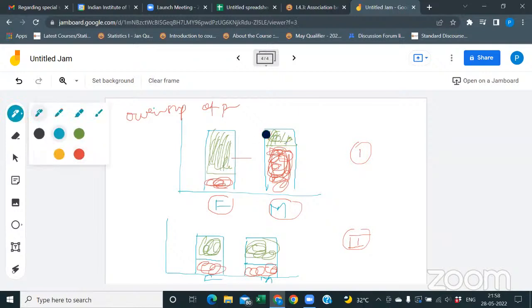Here, in the first graph, if you are owning a phone, you are more likely to be a female. So you can tell about gender based on owning a phone. That's why the two variables are related.